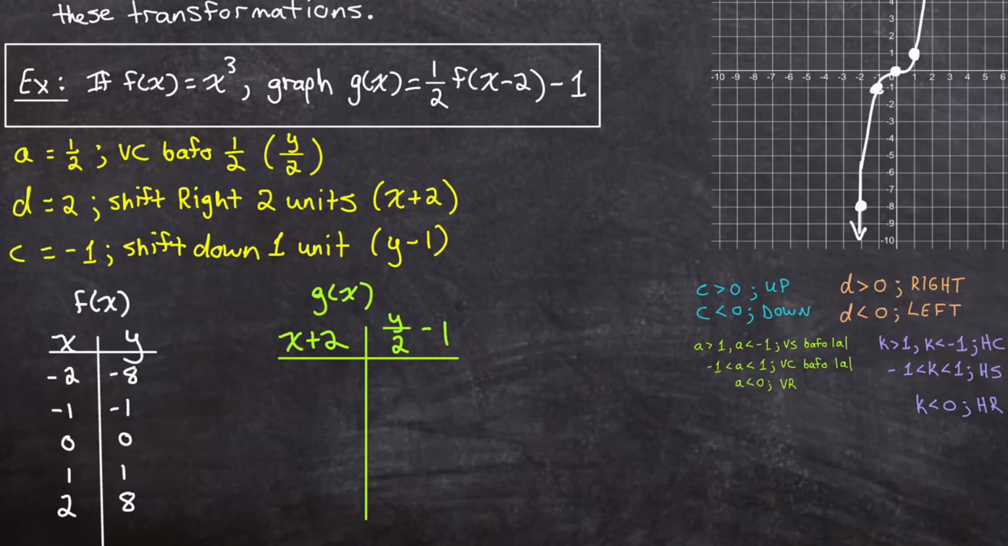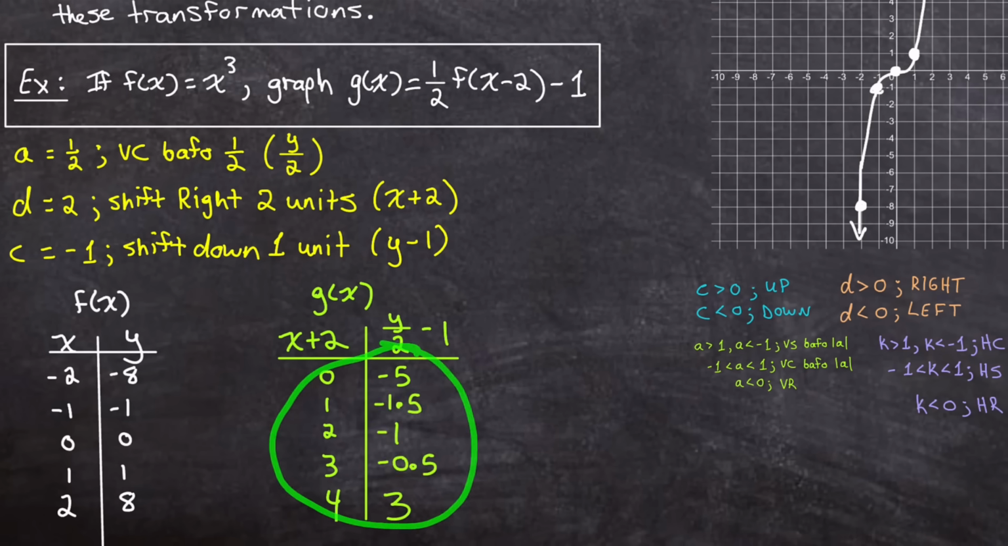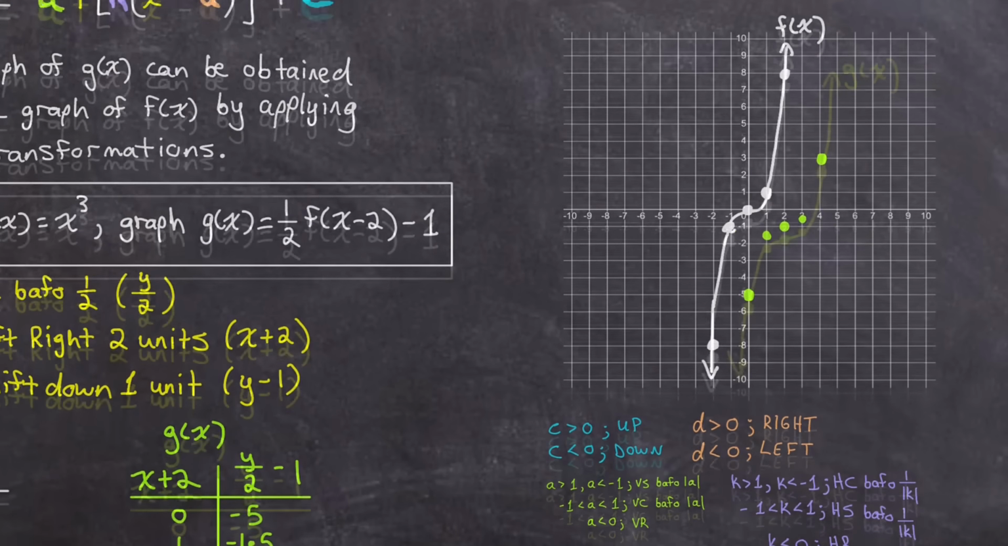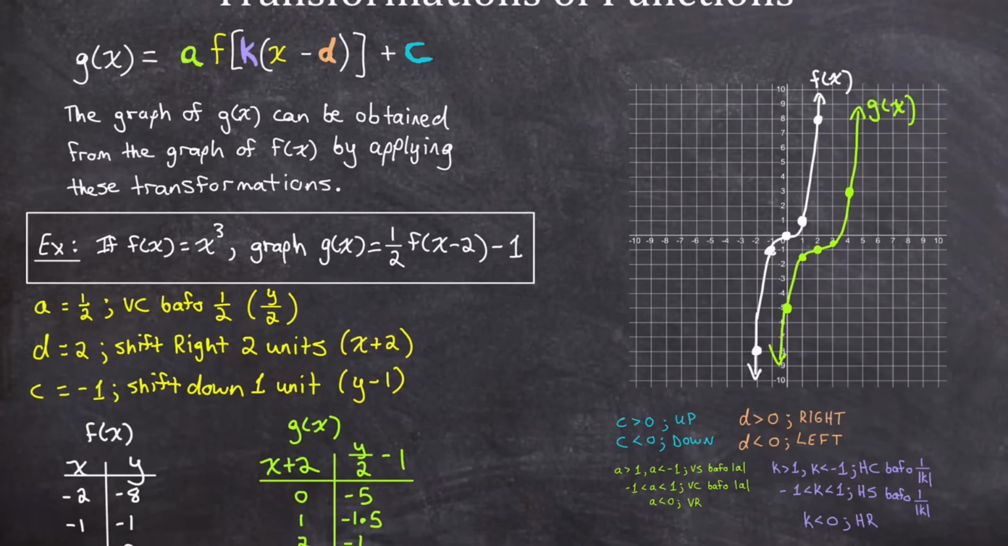So I basically just have to add 2 to all of these x values to get my new x values. And now I have to take all of these y values and then cut them in half and subtract 1. Well, half of -8 is -4, and subtract 1 is -5. And I can do that for all of the points. And now I can plot these points to get the graph of my transformed g of x function. And then I'll go ahead and connect them. And there we have the graph of g of x, which is a transformed version of f of x.